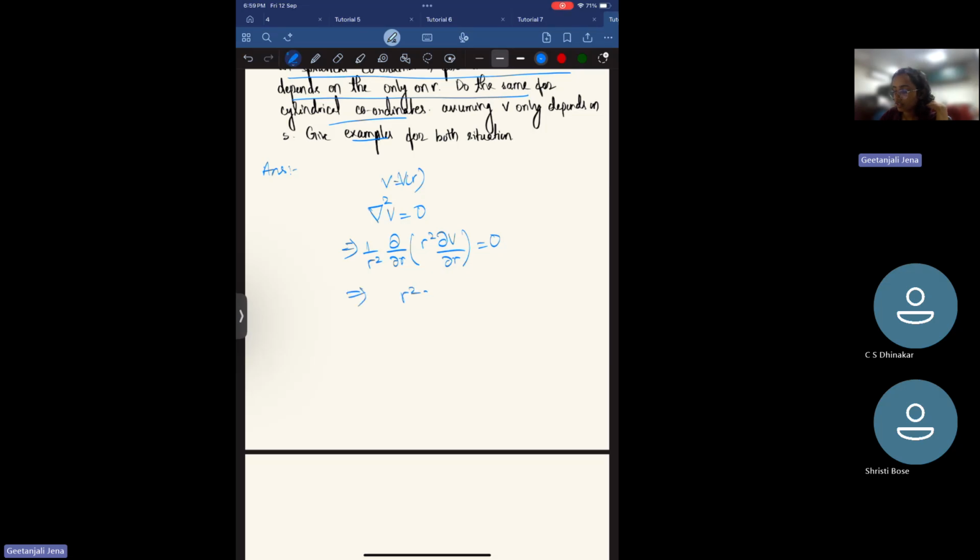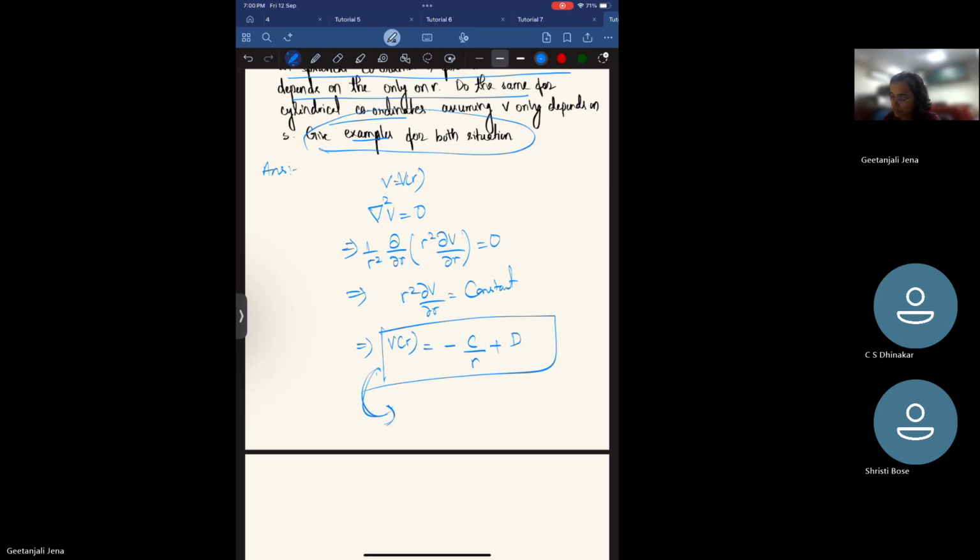Here we conclude that this should be a constant, and that is why we have taken V of R as minus C by R plus D. This we have already seen. And the question was asking to give one example of this situation. So where do you find this type of potential? If you recall, the uniformly charged sphere, the potential is like this. This is one example of the potential of a uniformly charged sphere.